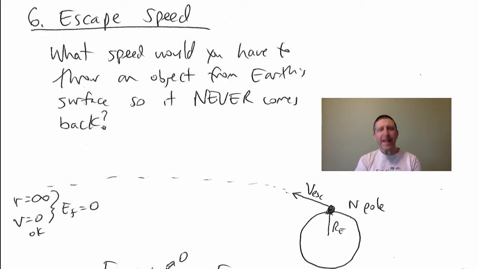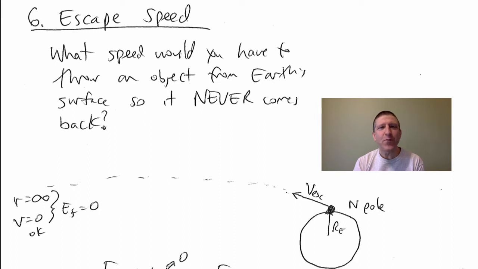All right, now the next awesome and amazing thing we can figure out is what is called escape speed, which means what speed would you have to throw an object from the Earth's surface so that it never comes back? Now, you may be able to think of something or someone that you would like this to happen to, but we're going to be nice about it. We're only going to get objects that we're trying to get away from the Earth to escape velocity.